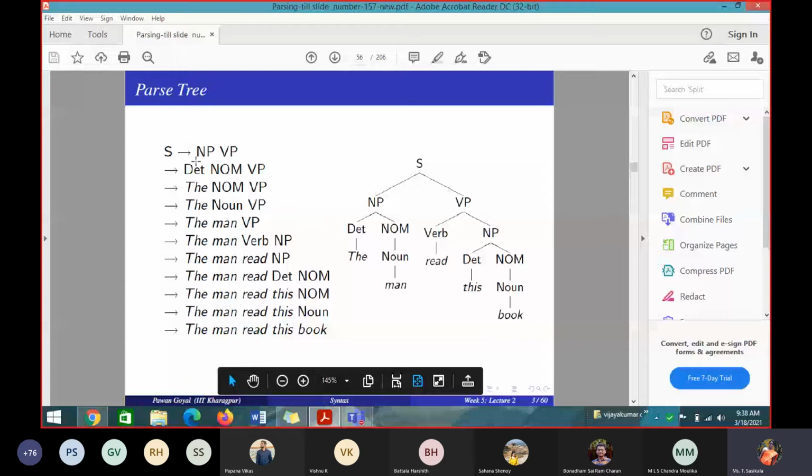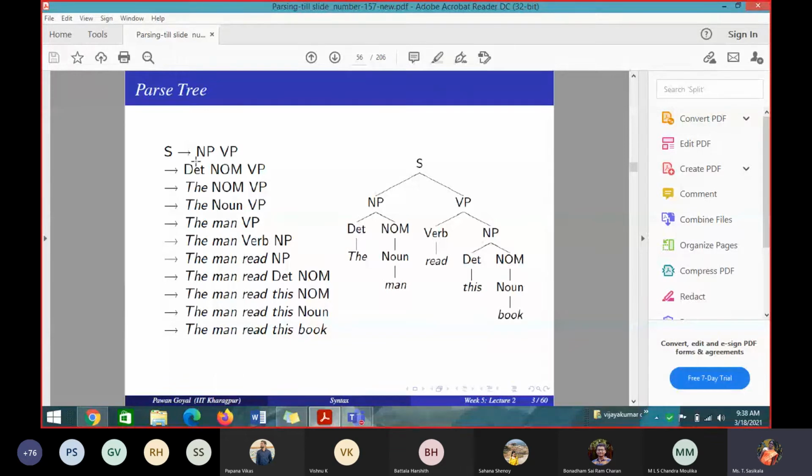So for the steps, using the given grammar, I will be deriving the steps like this. The steps I have written here. S gives one path NP, other path VP. So NP gives determiner nominal. Determiner is replaced by the, nominal is replaced by noun. Then noun is replaced by man. So here VP is replaced by verb NP.